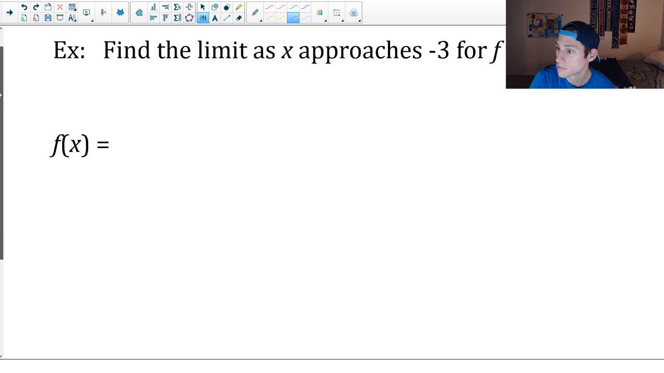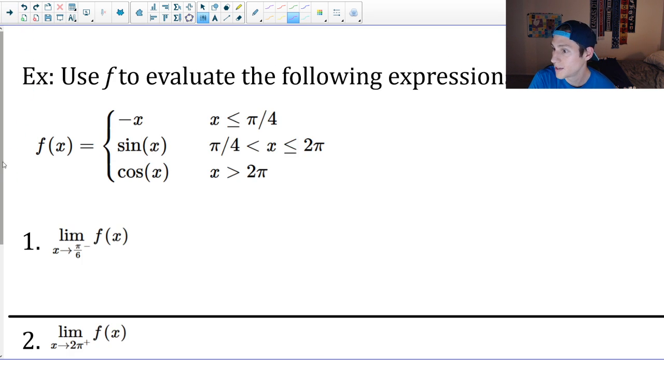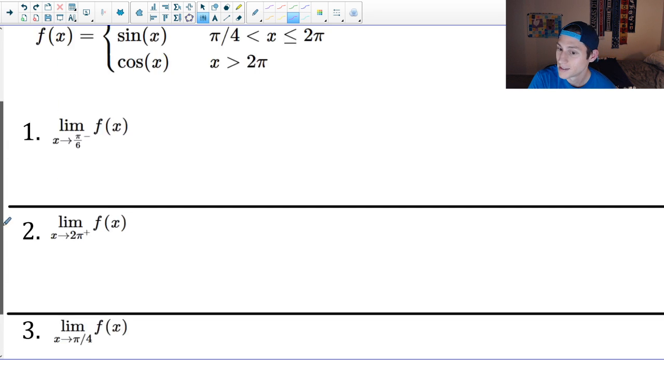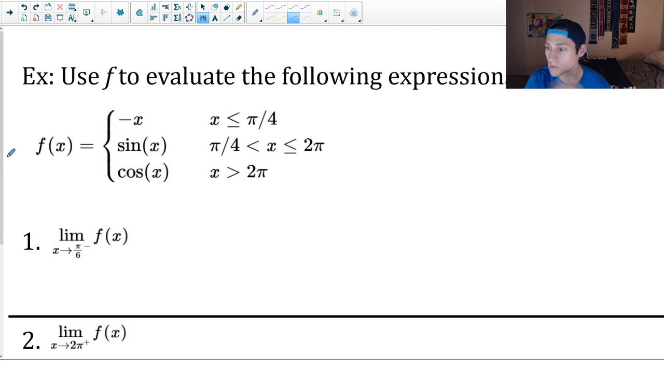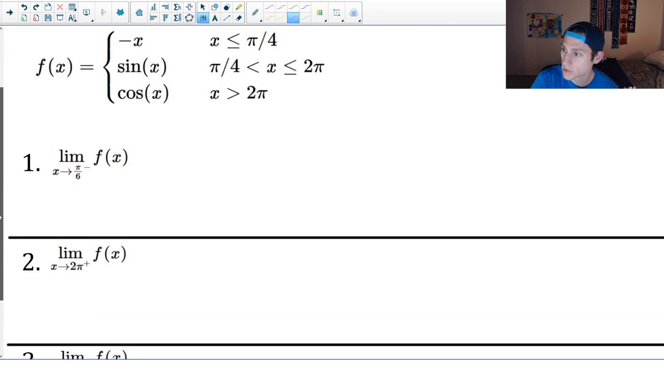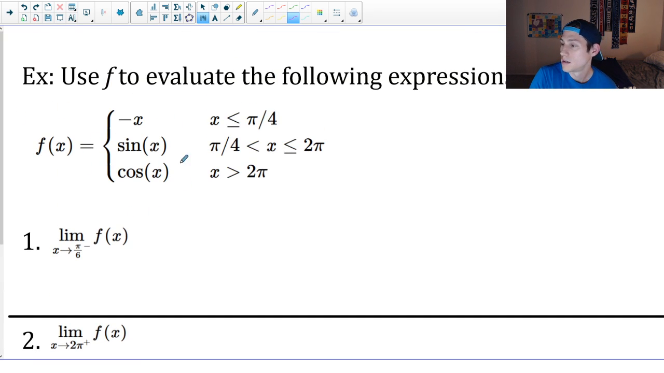Who knows? We'll skip it. Let's go to this piecewise function. This one's way more interesting. Look how prepared I was for this one. Use f to evaluate the following expressions. So f is a piecewise function.